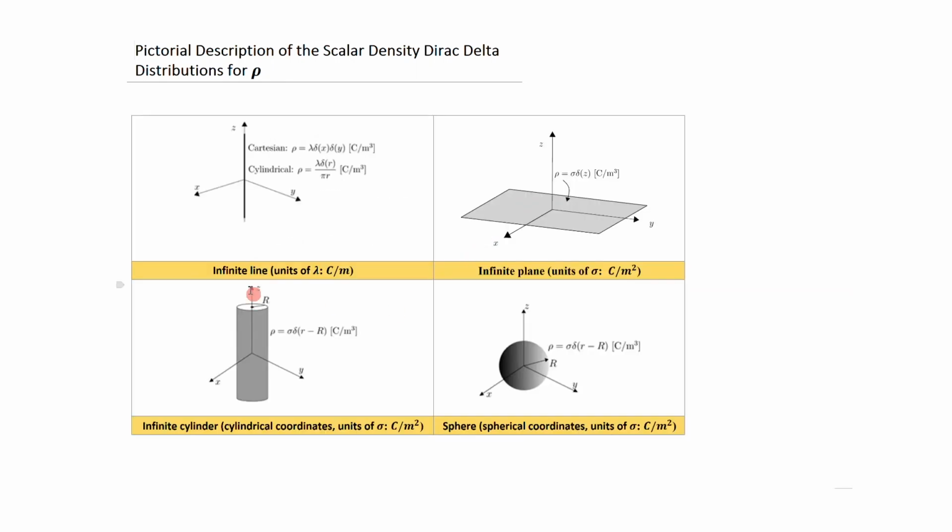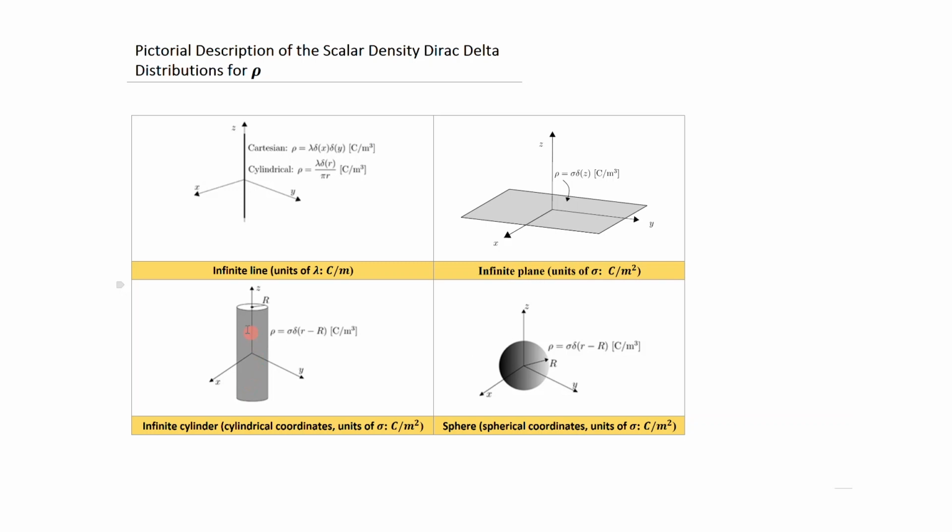All right, infinite line, I could write it in Cartesian coordinates as lambda delta x delta y, or in cylindrical coordinates as lambda delta r over pi r, r of course being the radius parallel to the xy plane. If I'm dealing with a planar surface, so this would be sigma, which is a surface charge density. This lies right on the xy plane, which means this is basically delta of z.